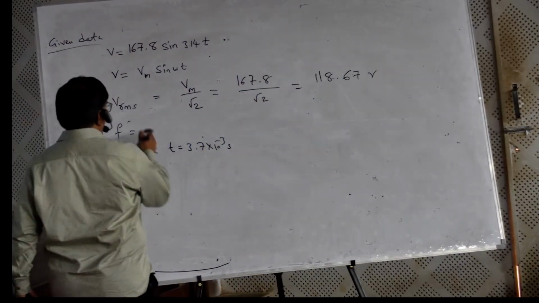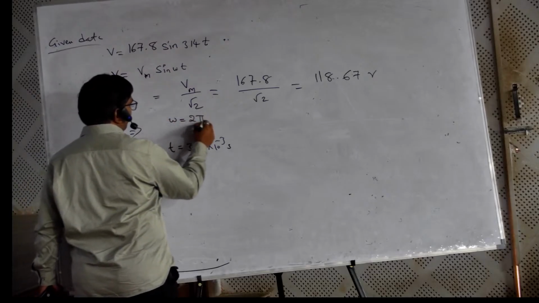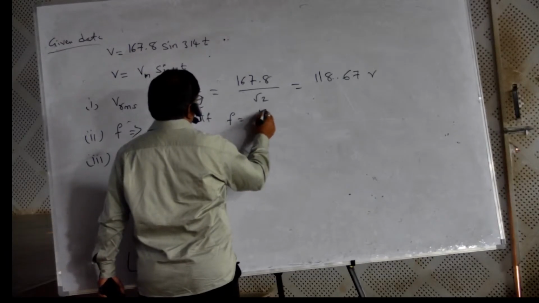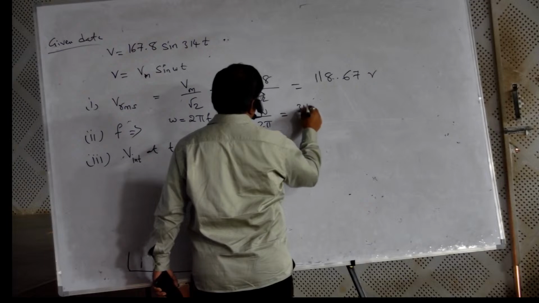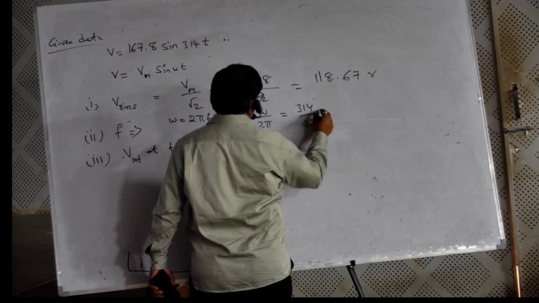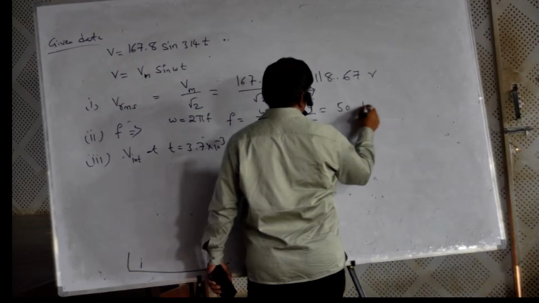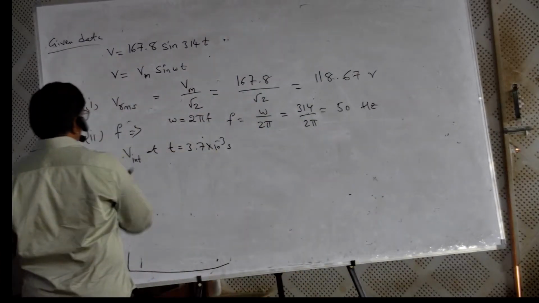Now frequency. Omega is equal to 2 pi f, so f is equal to omega by 2 pi. Omega is given as 314, so 314 by 2 pi. This is always 50 only. And the instantaneous value is the same.